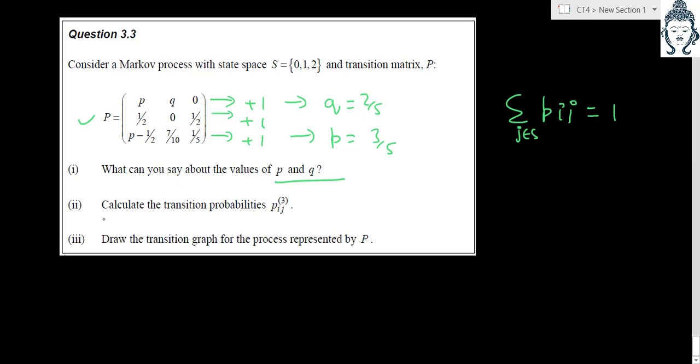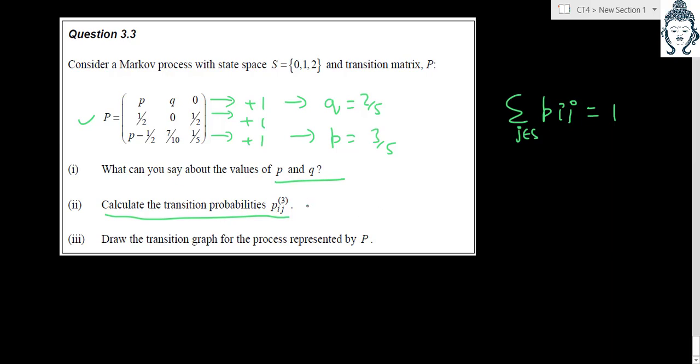And then they are asking us to calculate the transition probabilities P_ij^3. Now if they want us to calculate P_ij^3 without telling us what i and j are, we'll have to calculate them for all of these states. So we do not know what the initial distribution is, and we'll have to calculate for all the i's and j's.